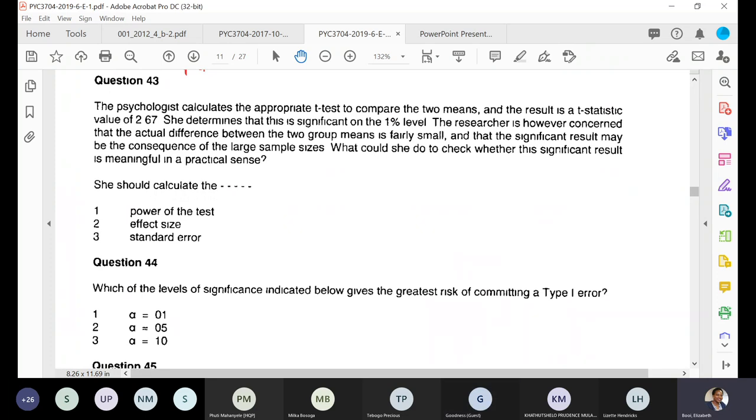A psychologist calculates the appropriate t-test to compare the two means, and the result is a t-statistic value of 2.67. She determines that the significance level is 1%. The researcher is, however, concerned that the difference between the two group means is fairly small, and that the significant results may be a consequence of the large sample size.